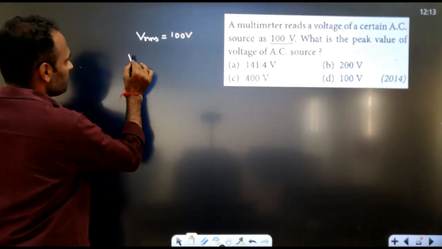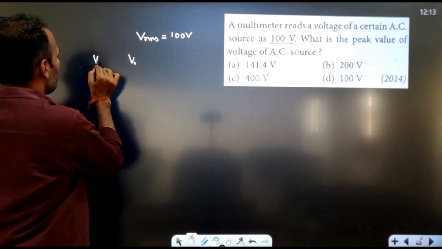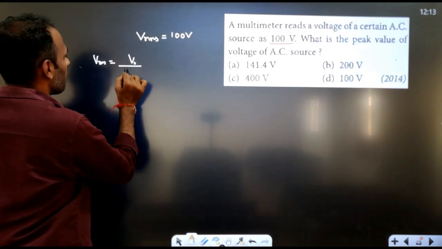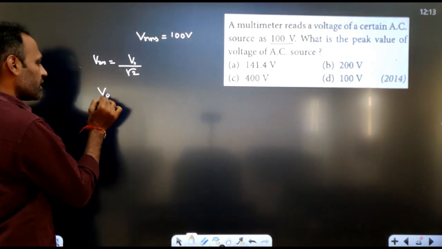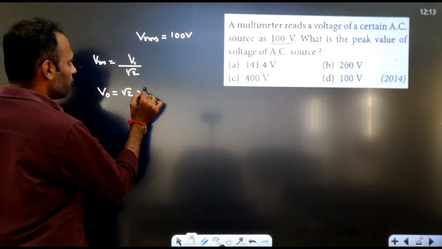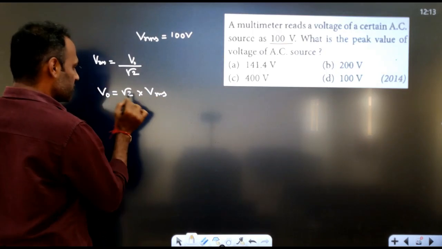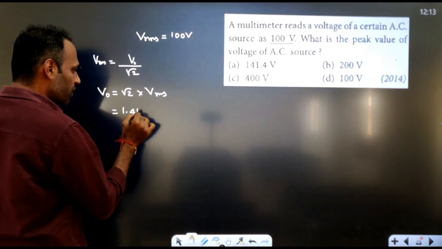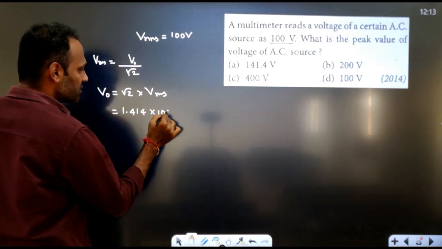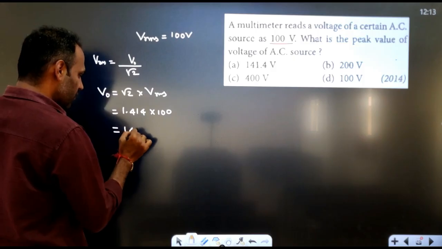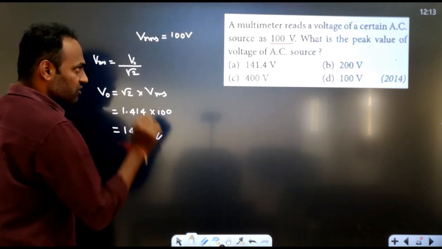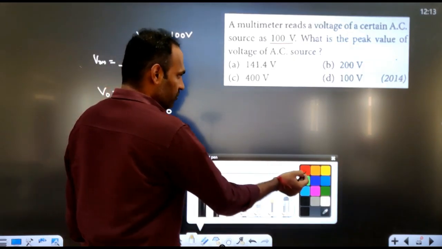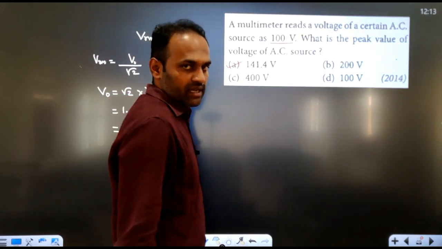Peak value. So we know very well VRMS is equal to V naught upon root 2. Then peak value, if we need the peak value, it is equal to root 2 into VRMS. How much is the value of root 2? 1.414. How much is VRMS? It is 100. So it is 141.4 volts. This much has to be the value. So which option is correct? Option A is correct.